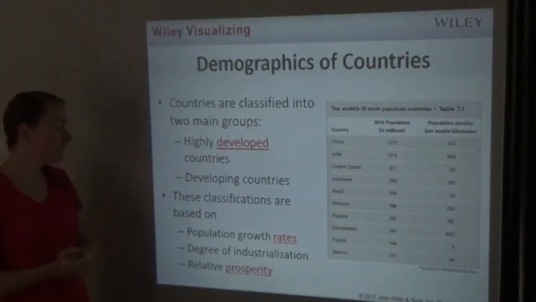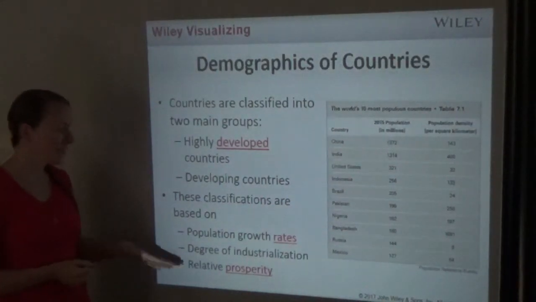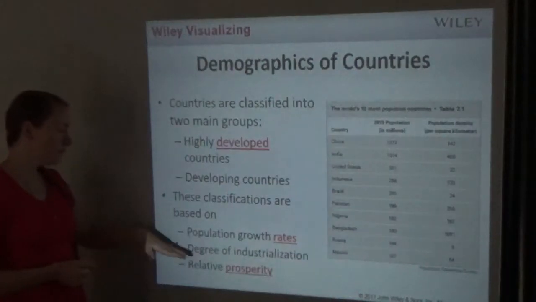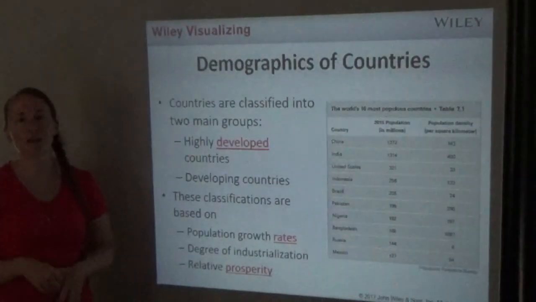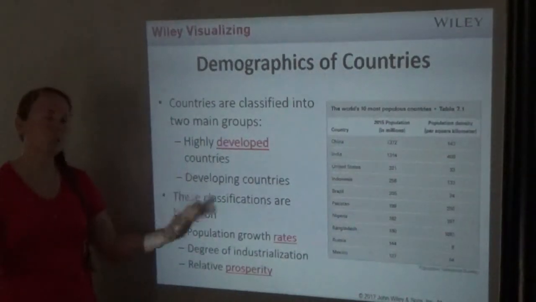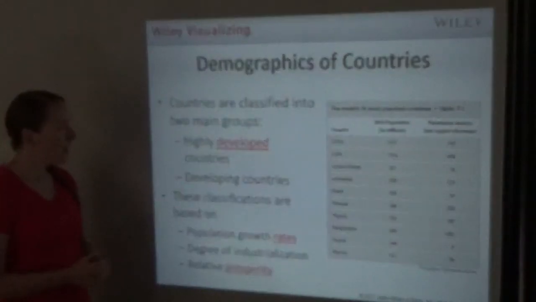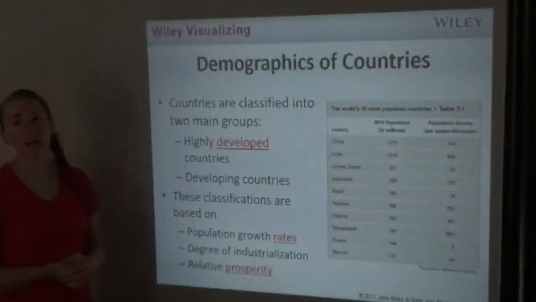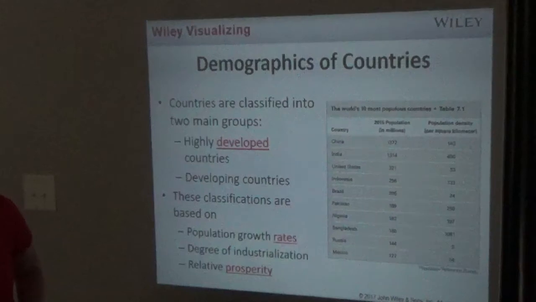These classifications are based on population growth rates, the degree of industrialization, and relative prosperity. So in other words, for relative prosperity, we're talking kind of about income. You know, how prosperous are the people in that country. And again, in the United States, we're considered a highly developed country.